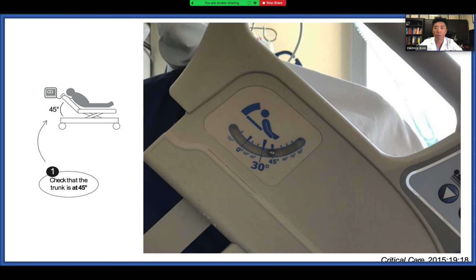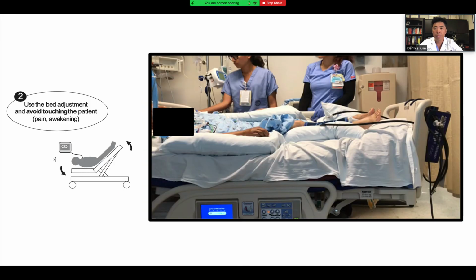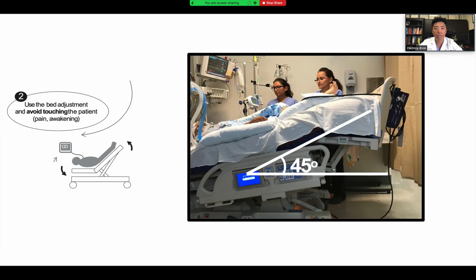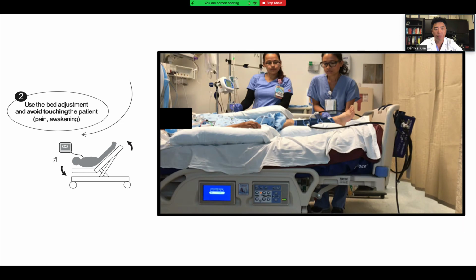First, make sure that they're already at 45 degrees and try not to disturb your patient. Ideally, they're sedated, and you're going to put their head down and bring their legs up. And most of these beds these days can do this, and put them into about 45 degrees.